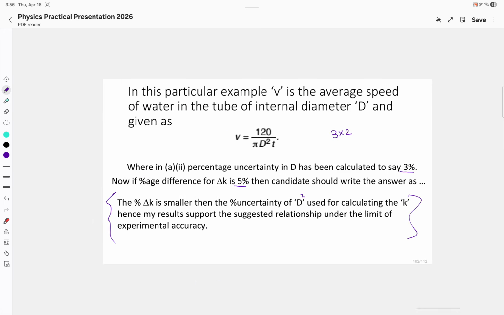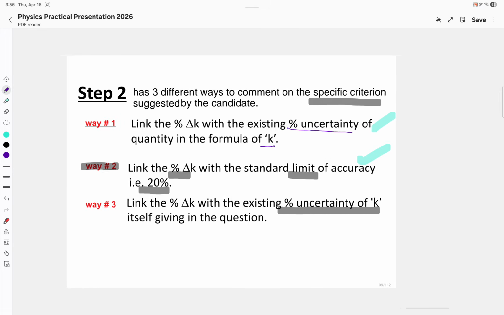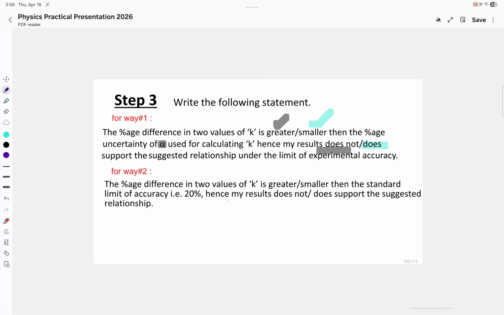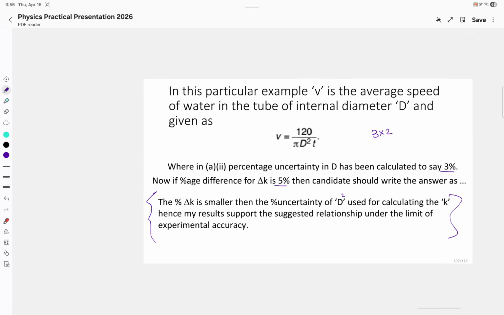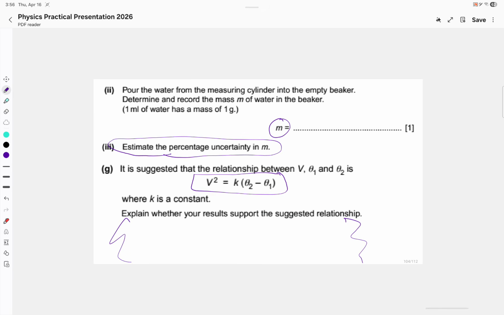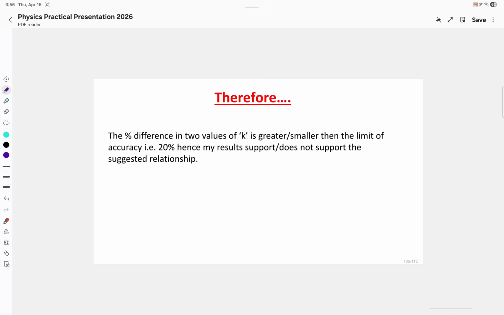So now guys, way number 2: sometimes the percentage difference in 2 k values has to be related to the standard limit of accuracy, which is 20%. And for that, smaller and greater, how are you going to write the answer? Are you getting this? So see, reference is there, k is there. How are you going to write the answer? The percentage difference in 2 k values is either greater or smaller than the limit of accuracy, which is 20%, and my result does not support the suggested relationship.